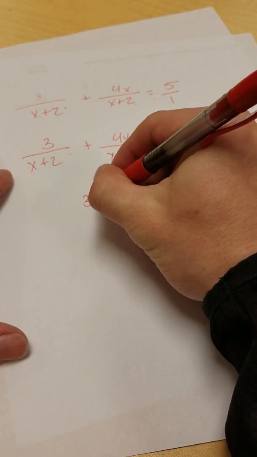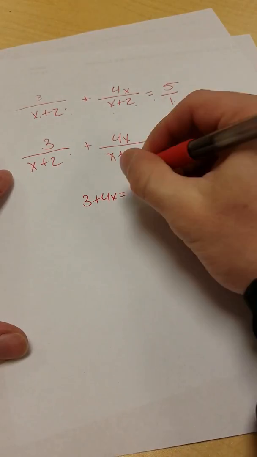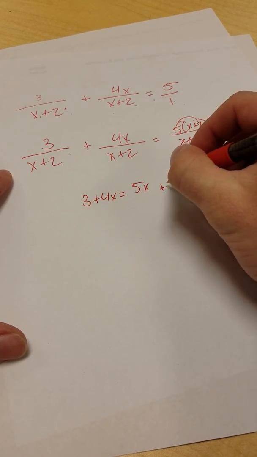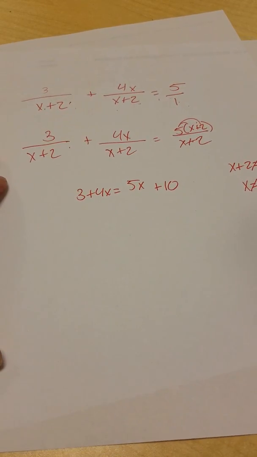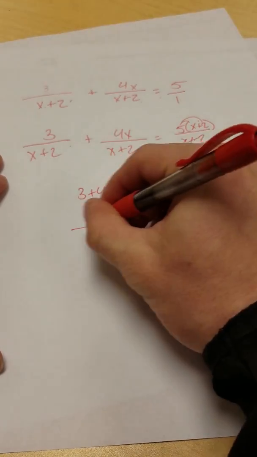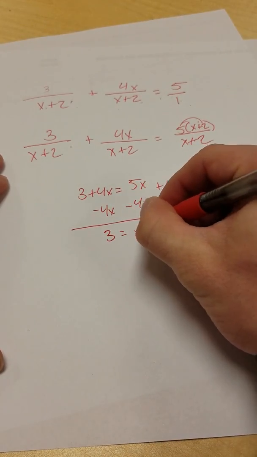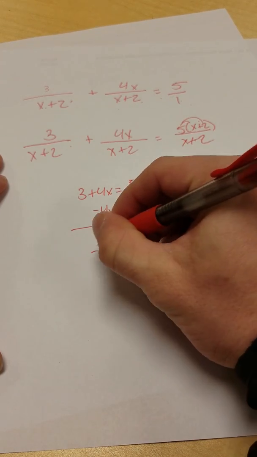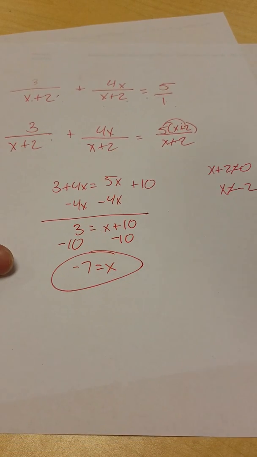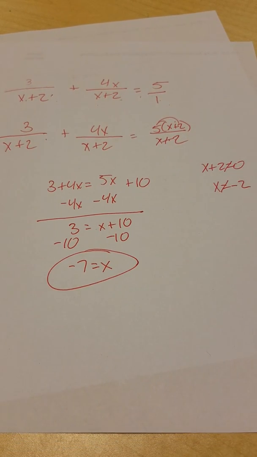All right, so we have 3 plus 4x equals, distribute this out, 5x plus 10. Now it's just solving an equation. Subtract 4x from each side. 3 equals x plus 10. Subtract 10. Negative 7 equals x. That'll work as a solution because, again, it is not negative 2.